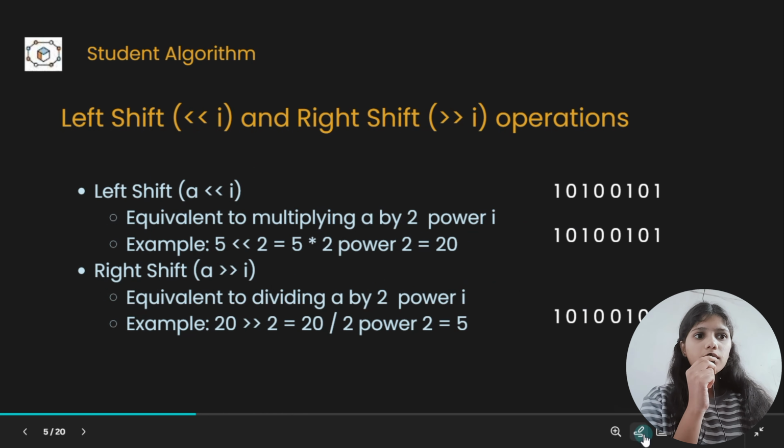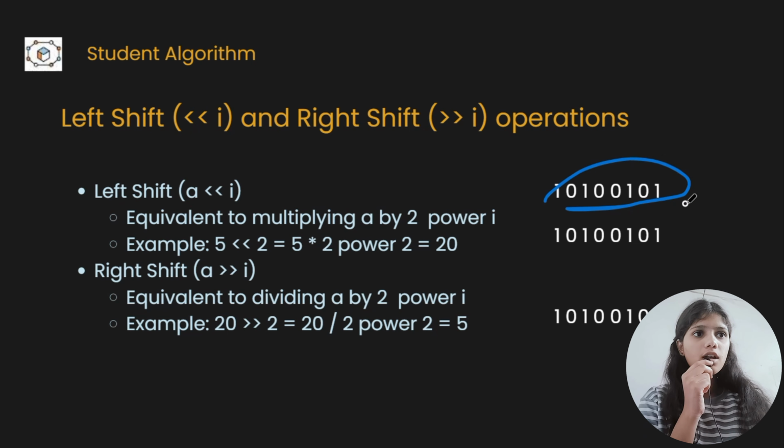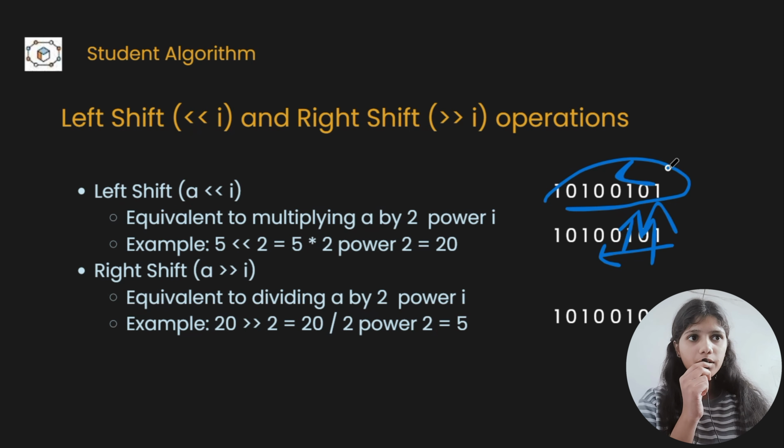Okay, now let's consider something interesting. We have this binary representation. Left shift is nothing but moving everything to the left. If we move everything to the left, what exactly is happening? The value is increasing, right? Whatever moves to the left, the power is increasing.